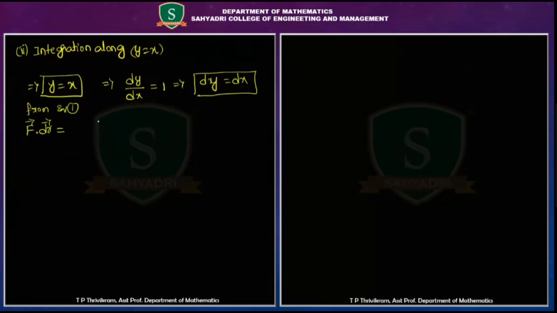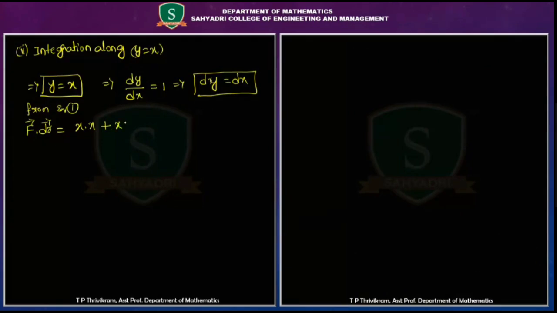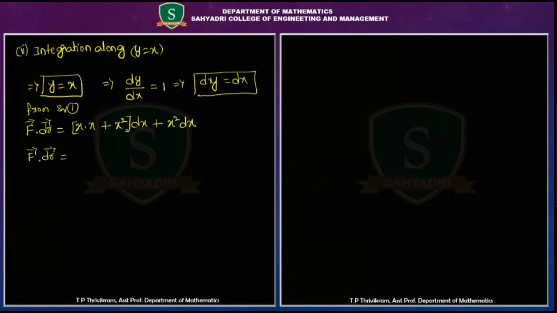So x into x plus y square is there. That means you have taken y equal to x. So you'll get x square into dx plus x square dy. So x square dy value is nothing but x square dx. Okay. So f dot dr is equal to 2x square, total 3x square you'll get. So we have 3x square dx.